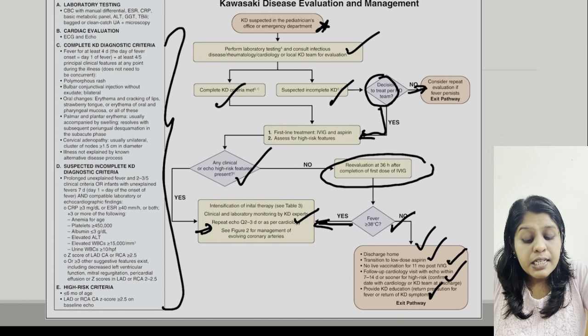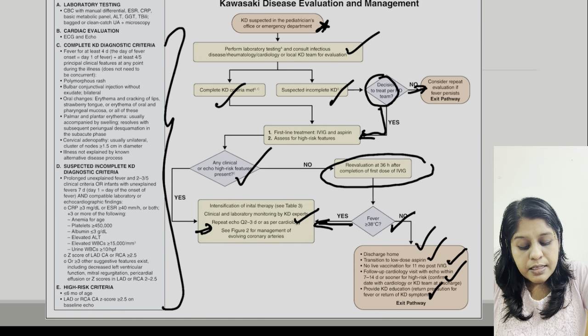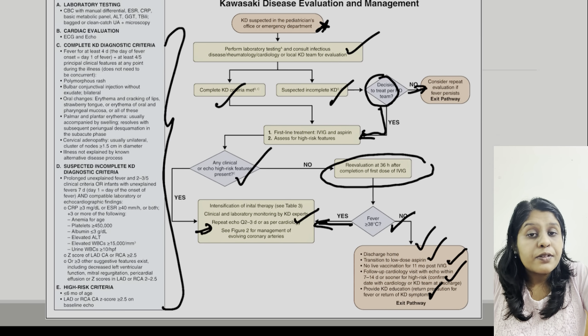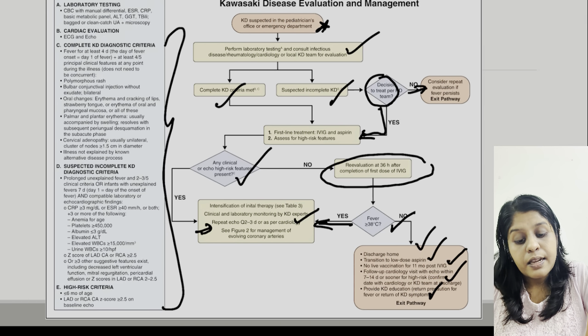What are the high risk criteria? One is infants aged less than 6 months. The Z score more than or equal to 2.5 on the baseline echo itself.